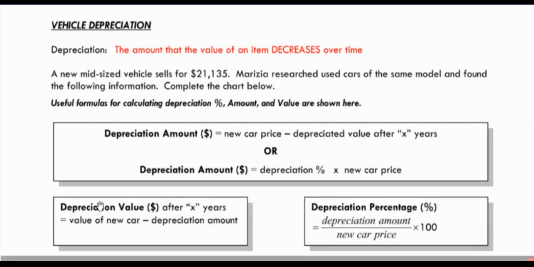Here's some other ones. The depreciation value after a certain amount of years is the value of the new car minus the depreciation amount. So maybe you'll know how much it depreciated by, and you can figure out how the value is affected by how many years. The depreciation percentage, right? It'd be good to put it in a percentage, like, oh, my car is 57% worth what it used to be. So the depreciation amount divided by the car price times 100 to put it into a percentage.